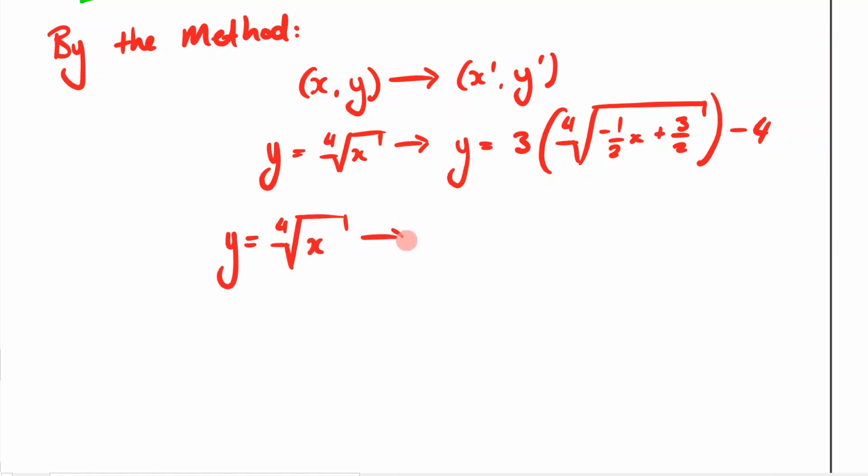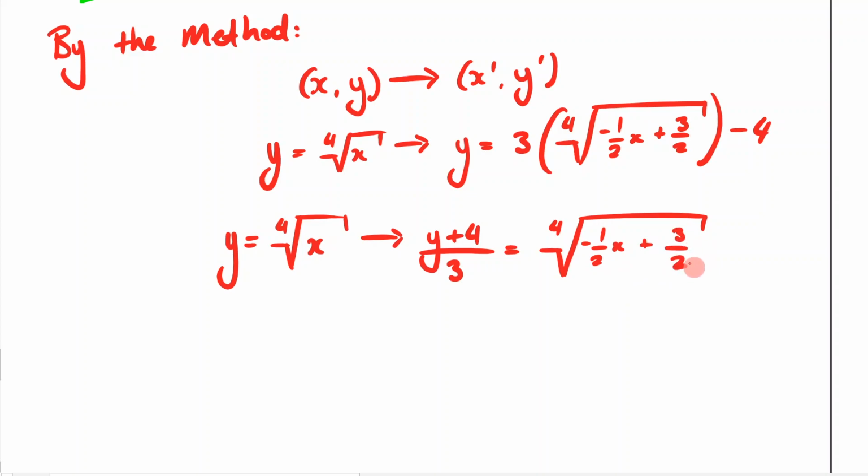That stays the same. But now I'm going to rearrange this side. So I'm going to plus 4 to both sides to get rid of that. Then I'm going to divide by 3 to get rid of this. And then I'm just going to rewrite this. Boom, boom, boom. Like that. Negative a half x plus 3 on 2.